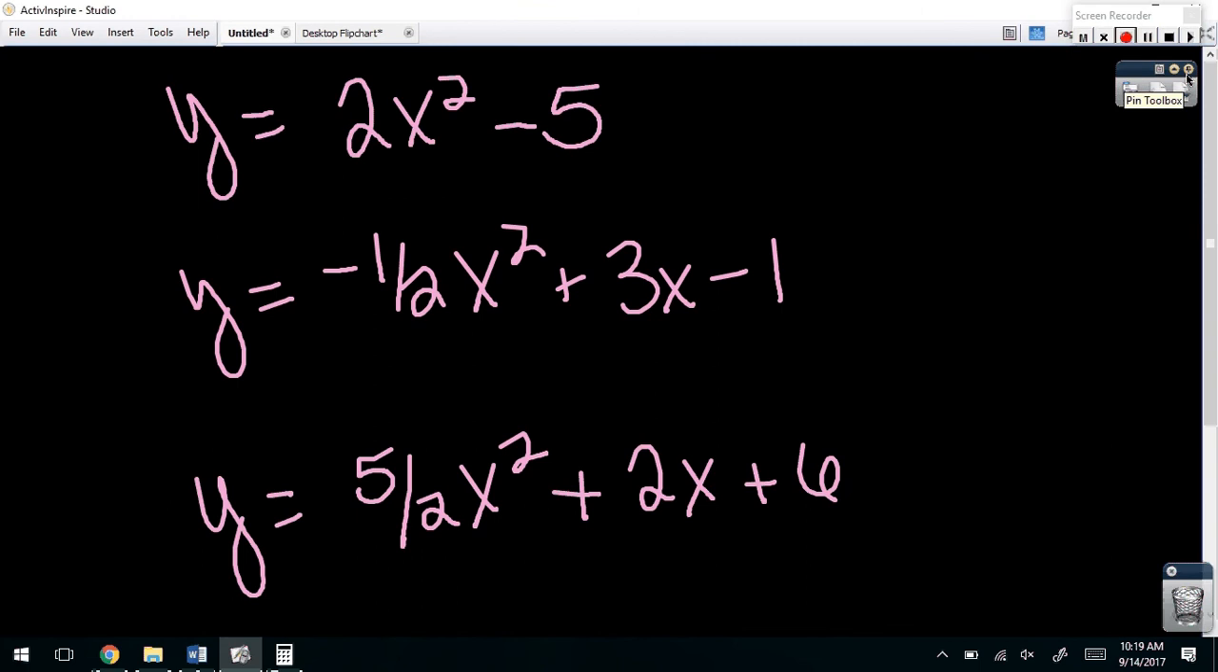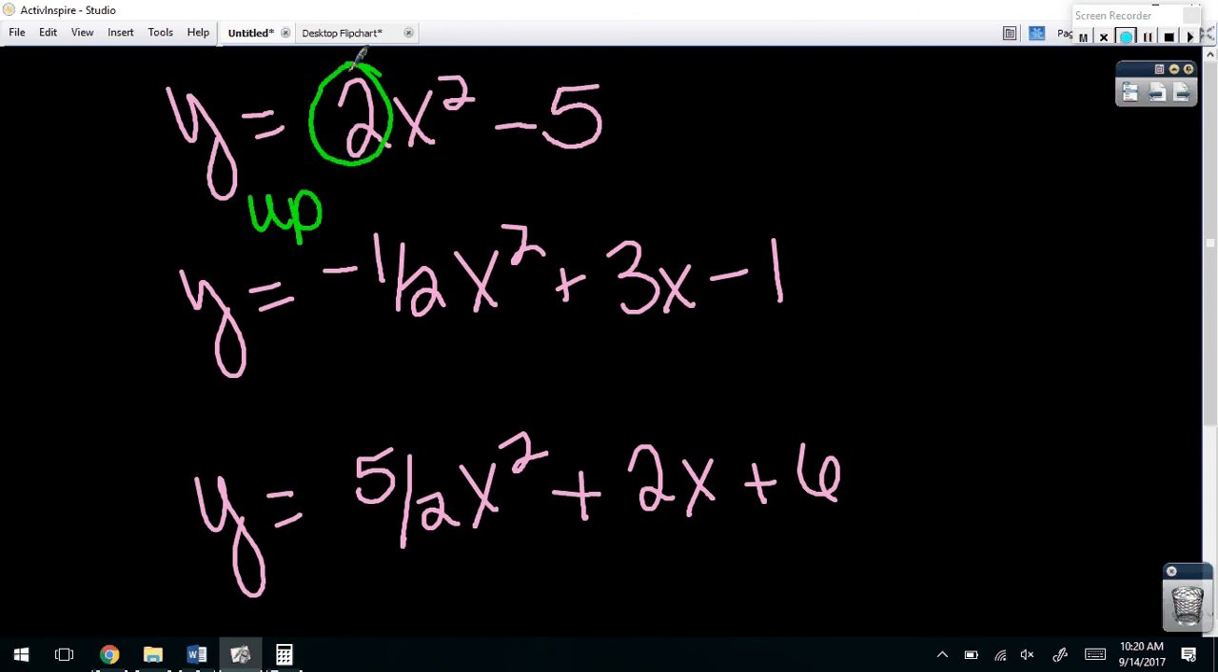Tell me this. Does the first one open up or down? It's up because A is positive. Do you see why? This is positive. I'm looking at number 5.